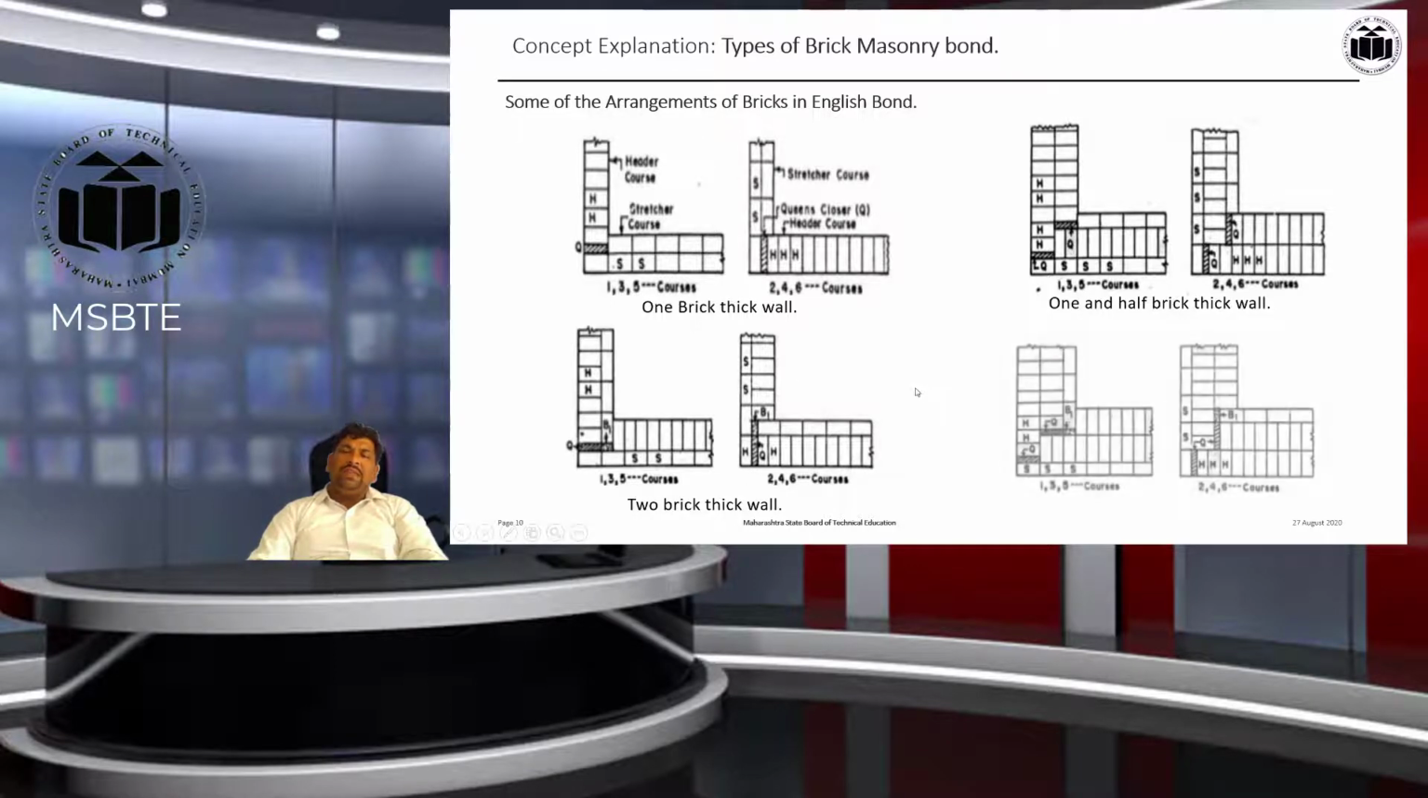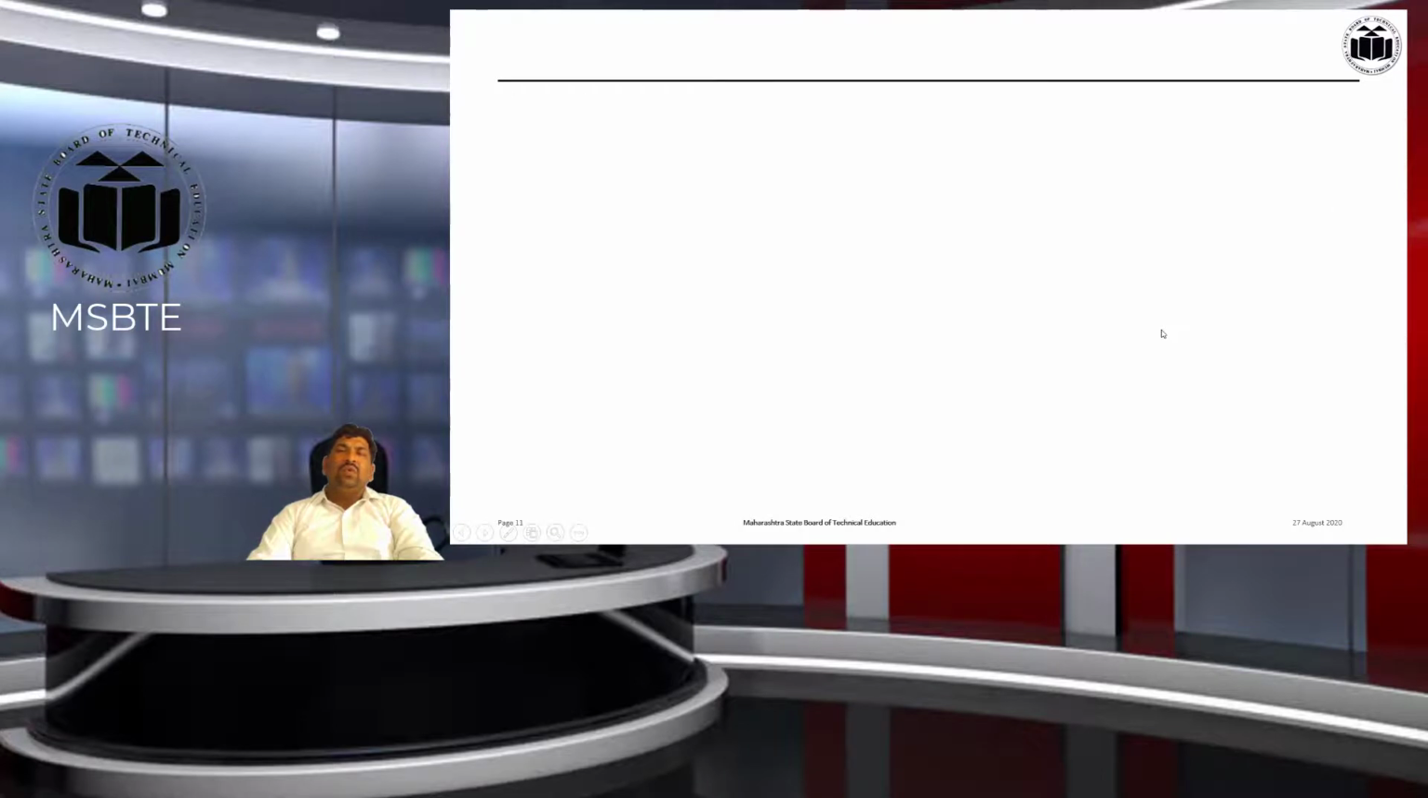So these are nothing but the different thicknesses of the walls and the arrangements of the headers and stretchers, because you can observe that in each case, depending on the thickness of the wall, the portion which is available at the time of construction gets changed. And to avoid the vertical joints of the brickwork, we are supposed to go for such an alternate arrangement of the brickwork. So this was the English bond.